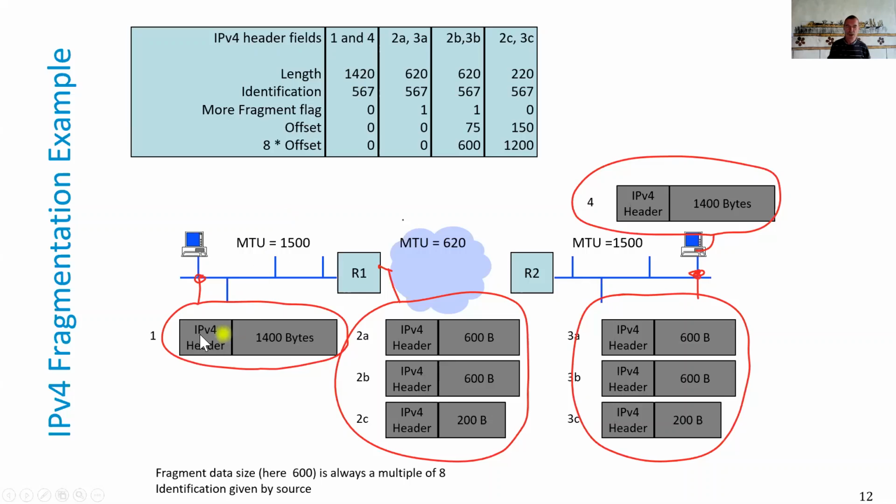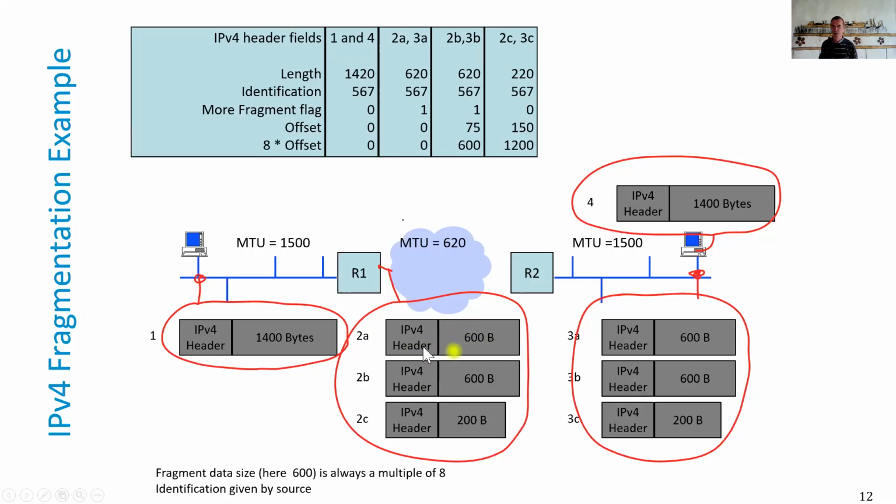The length is the length of the IP packet, which is the payload plus the header. The identification is a number that is put by the source to glue together the different fragments. So every IP packet has an identification number, whether it's fragmented or not. But at point 2, this packet, which is now too large to fit into the MTU of 620, will be broken into 3 packets.